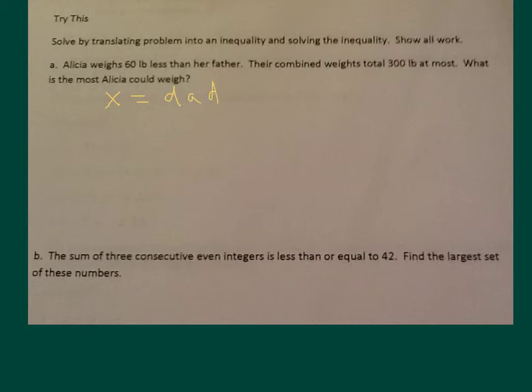And I'm going to choose a different color because that's not very good. And Alicia weighs 60 pounds less than her dad. So the dad's weight minus 60 will be Alicia.